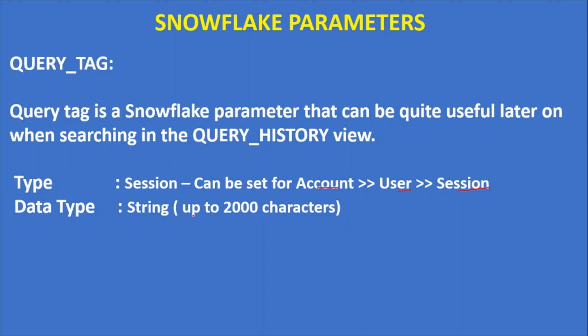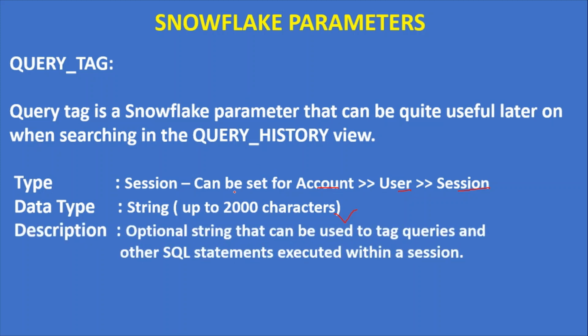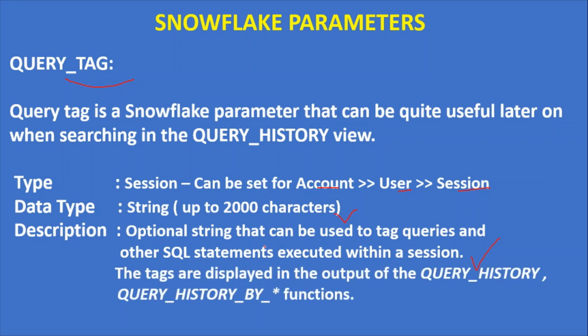Data type is string, up to 2000 characters we can use for the query tag for your queries. Description is nothing but what the query tag is. Optional string, this is a string that can be used to tag queries and other SQL statements executed within a session. So where do you execute this query tag? Inside your session. It's nothing but a string. Before executing any query, you can set whatever value you want. These tags are displayed in the output of the query history and query_history_by functions. These are the table functions.